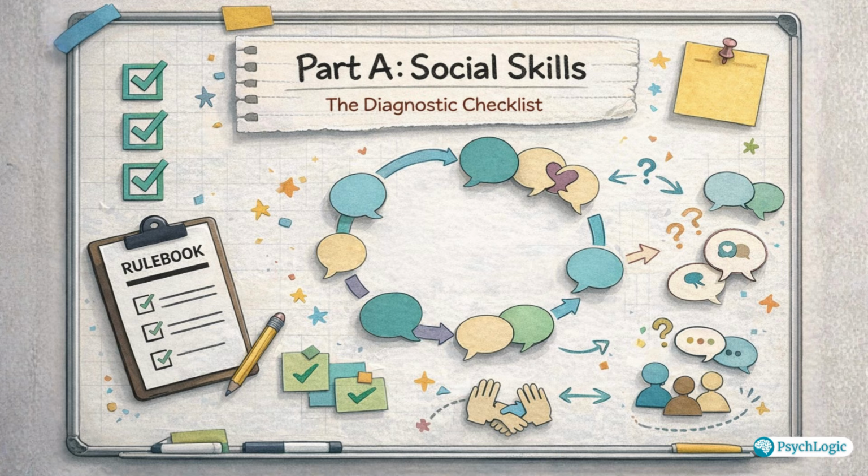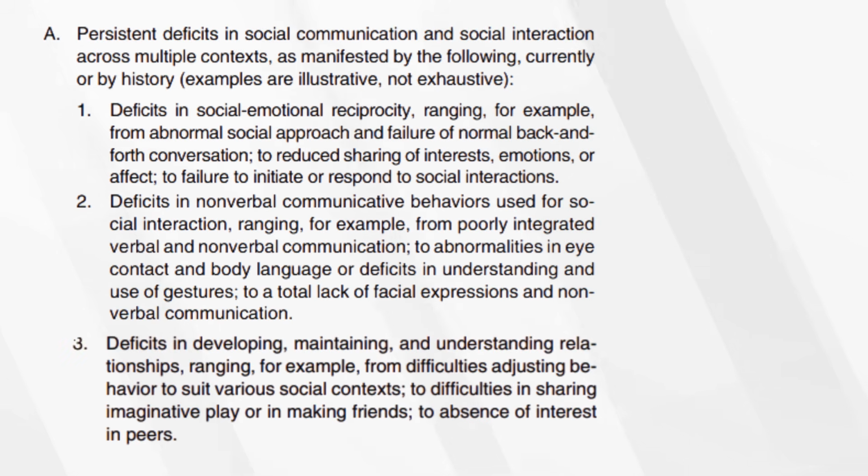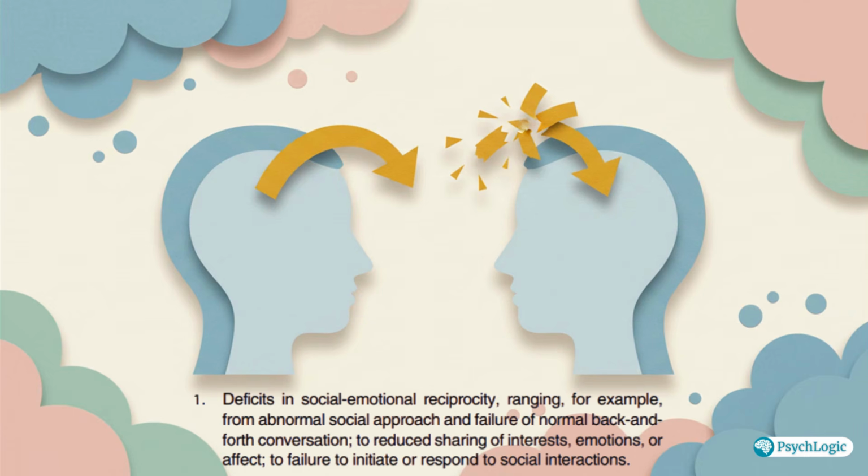Okay, so how do professionals actually diagnose ASD? For that, we've got to look at the official checklist from the DSM-5. Think of it like a rule book. To get a diagnosis, a person has to meet all 3 of the criteria in Part A, which is all about social communication. The first thing on the checklist is a persistent difficulty with what clinicians call social-emotional reciprocity.